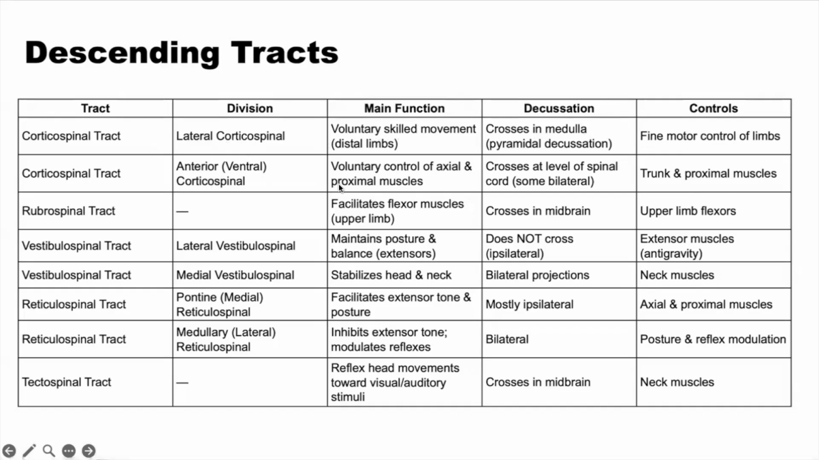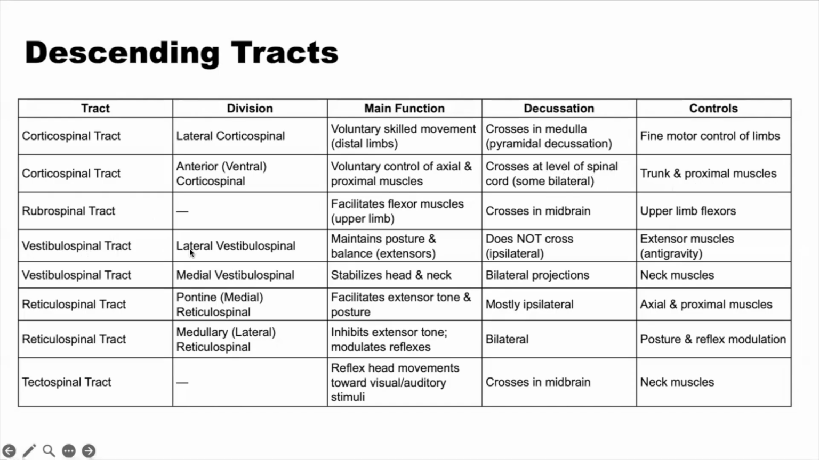And the anterior part of it is again for axial and proximal muscles. Axial means everything near the midline, we are talking about muscles of the thorax. It crosses in the spinal cord, and it controls the trunk and proximal muscles. The rubrospinal tract we will not cover much because it's not very prevalent in human beings.